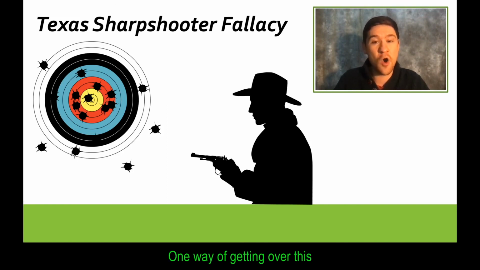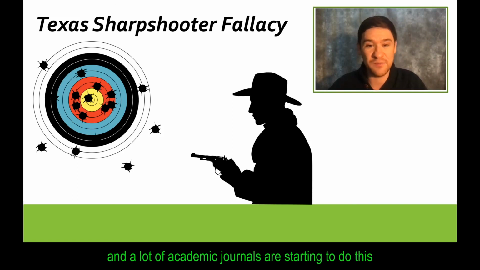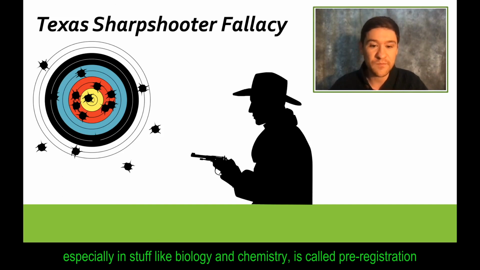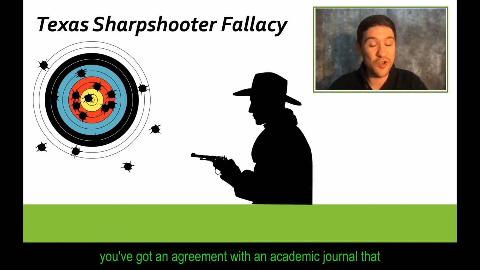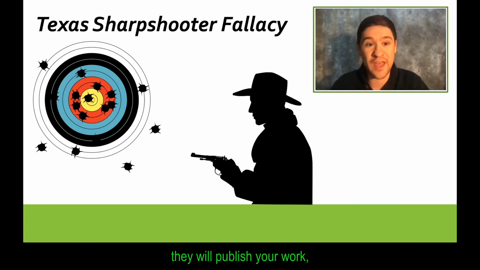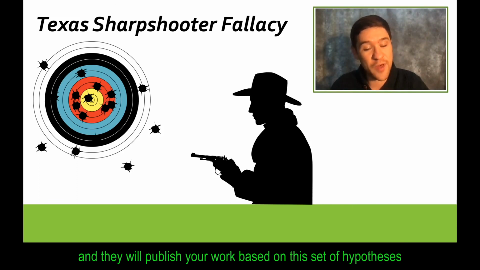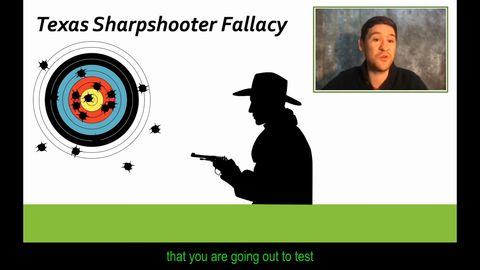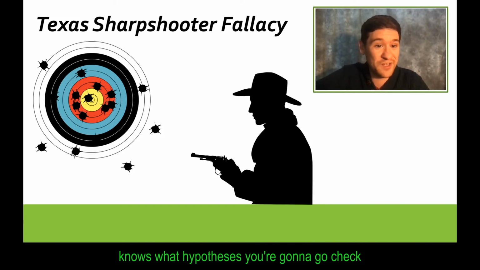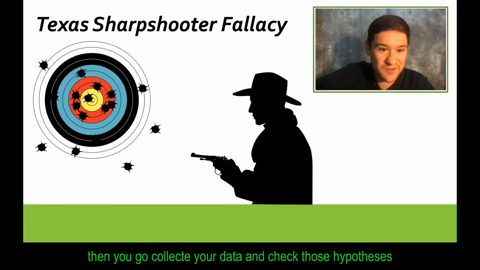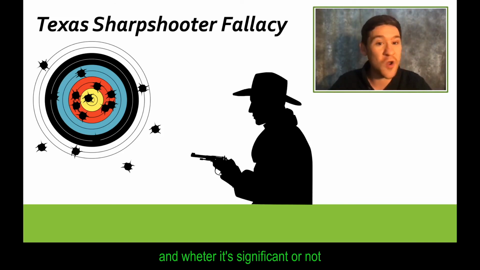You shouldn't do this. One way of getting over this, and a lot of academic journals are starting to do this, especially in stuff like biology and chemistry, is called pre-registration. And what does that mean? Before you go out and collect your data, you've got an agreement with an academic journal that they will publish your work, and they will publish your work based on this set of hypotheses that you're going to test. But you haven't collected your data yet. So the journal already knows what hypotheses you're going to go check. Then you go collect your data and check those hypotheses, and whether it's significant or not, they will publish it.